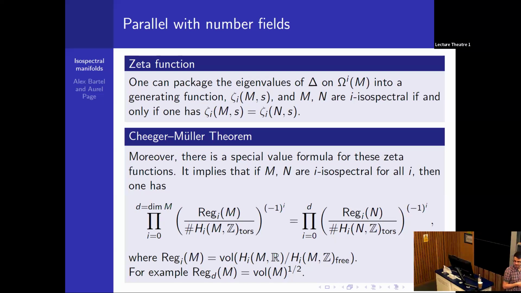What volume form are you using on H^i(M, R)? My manifold comes with a Riemannian structure, and it's oriented, so I have a volume form. But you're asking about the definition of this pairing? Yes. So there is a certain canonical pairing defined on this, and you take the determinant of the Gram matrix of that pairing with respect to your basis. Yeah. Any other questions?